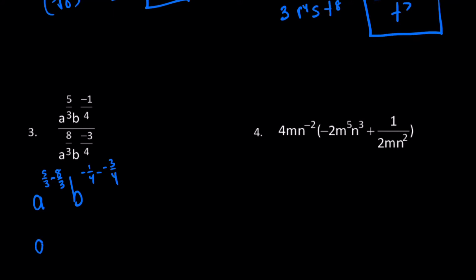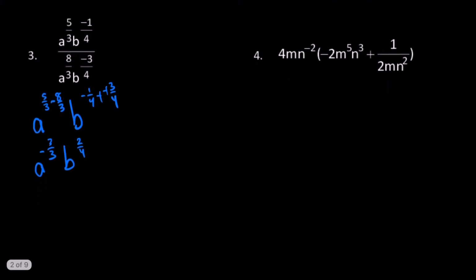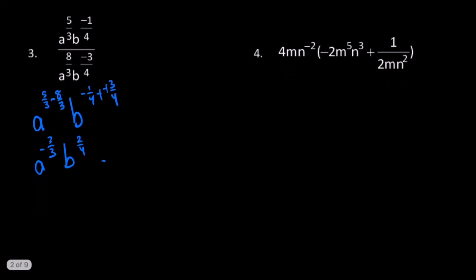I end up here with a to the negative 3/3, b to the 2/4. Now, to write this without a negative exponent, negative 3/3 is obviously a negative 1. That would go to the denominator as a, or a to the 1st, if you will. And then remember, 2/4 is the same as 1/2, which is the square root.